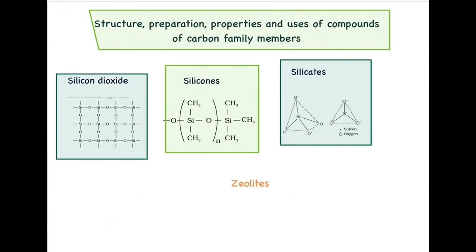Structure, preparation, properties and uses of compounds of other carbon family members. Main compounds are silicon dioxide, silicones, silicates. You should be able to discuss their structure, their properties and their uses. Uses of zeolites, especially in environmental remediation, is also an important topic that comes under the carbon family.